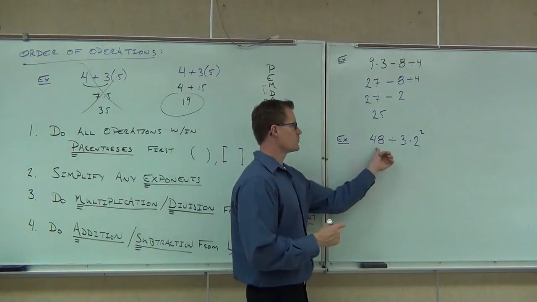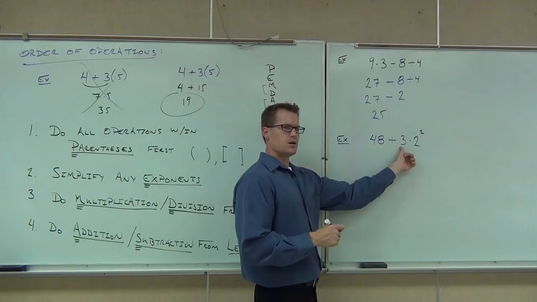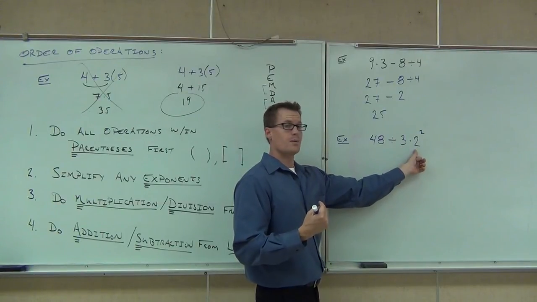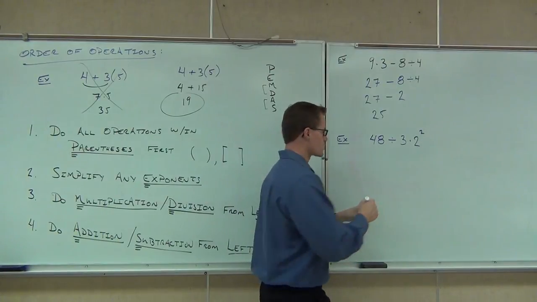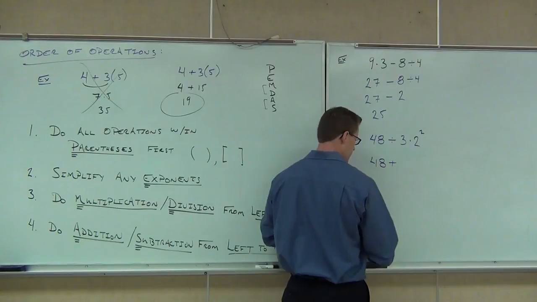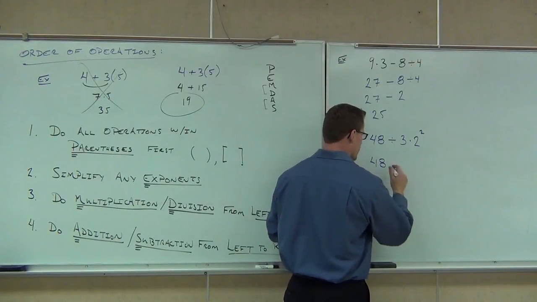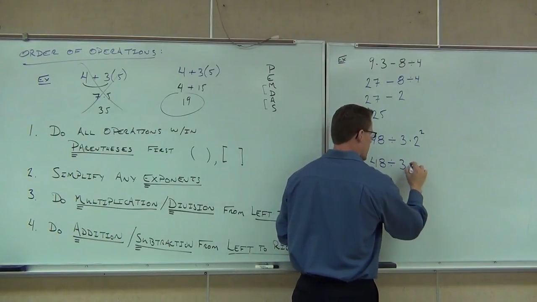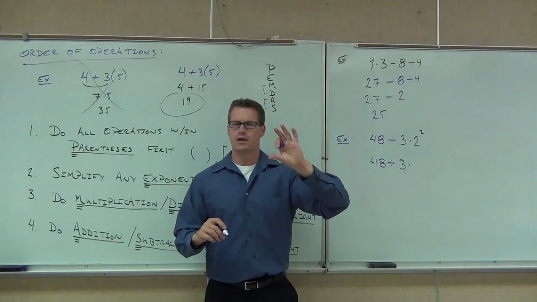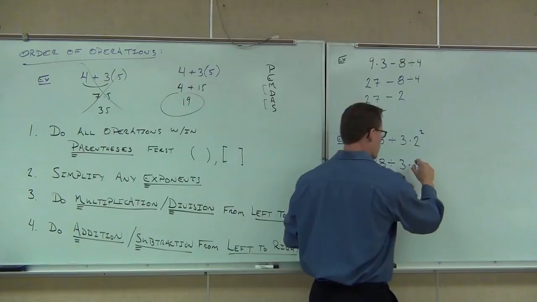So am I going to do 48 divided by 3 right now? No. Look at the board. Am I going to do 3 times 2 right now? No. I'm going to do just this little piece. So we're going to rewrite the whole problem, 48 divided by 3 times, that times is still there. What is our 2 to the second power? 4. Yeah, 2 times itself, that's 4.